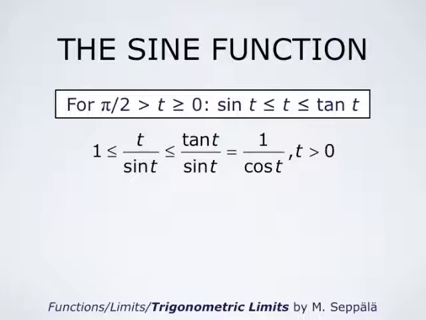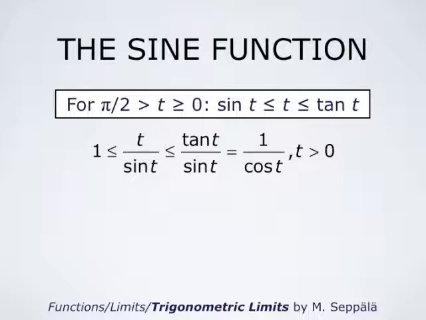And this is valid if t is positive, and of course we must assume that t is not so large that sine or cosine would be 0. So we assume that t is positive and less than pi over 2. Now we are interested in the limit as t goes to 0. So this restriction that t is less than pi over 2 has no consequence.